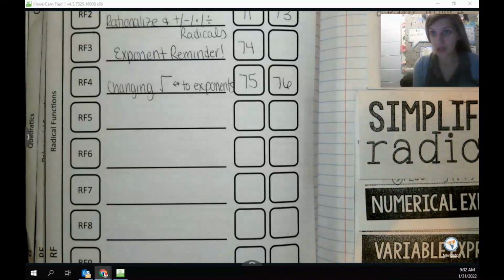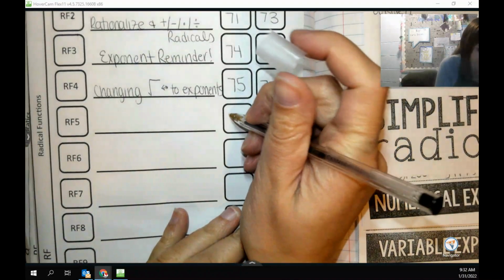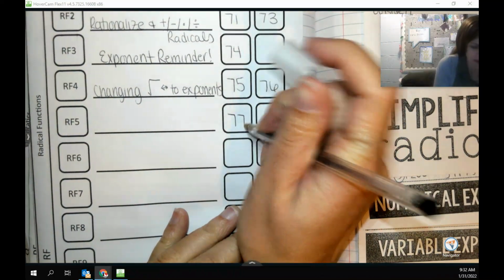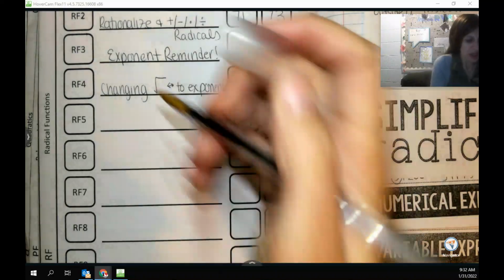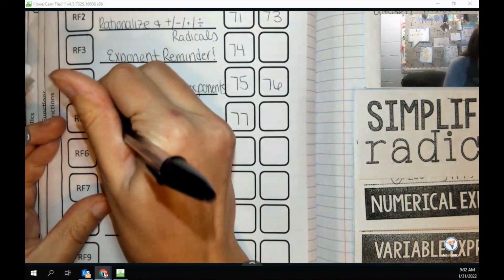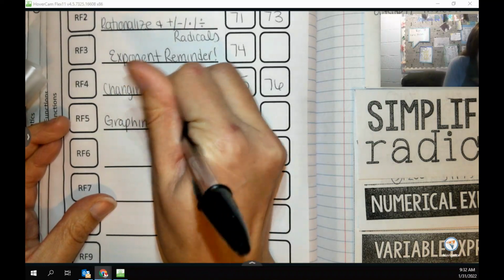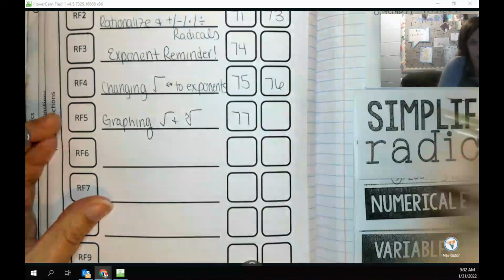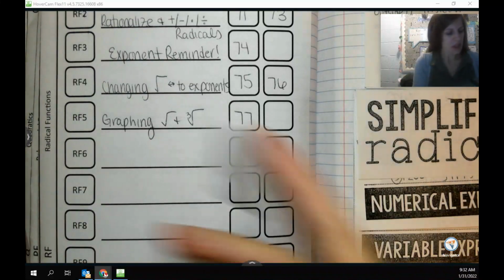All right, guys, today we're going to talk about graphing. So in our notebooks, we're going to add page 77 for now. We might add more tomorrow. We'll see how this goes. So we're going to talk today about graphing square roots and cube roots. So we're only doing those two. We don't have to worry about all the other funky roots.